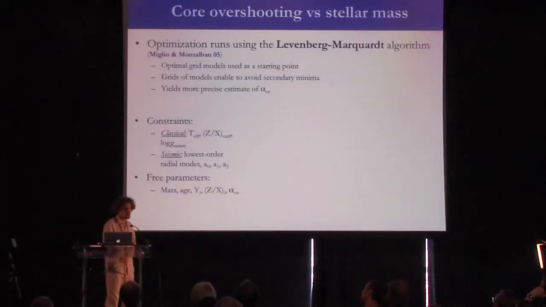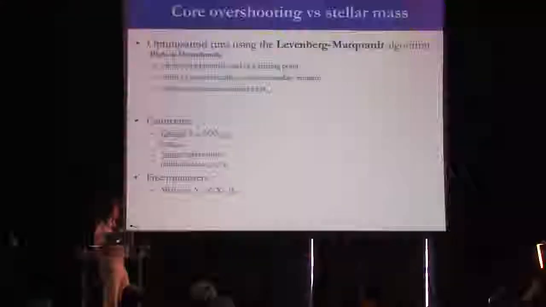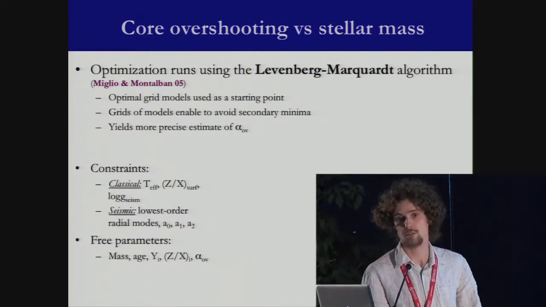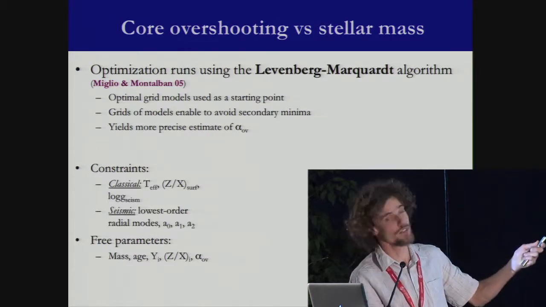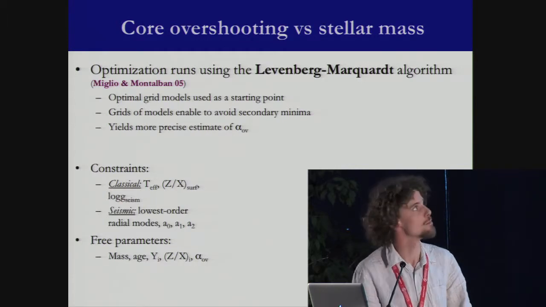So to check this, we went a little further. We started from the grid of models, and we performed the optimizations using the Levenberg-Marquardt algorithm. This was advocated by Andrea and Josefina, and it works very well. The advantage of having done the grid of models first is that we could start from the best model that we had in the grid. It's also an advantage because then we know that we have less chance of falling into a secondary minimum.